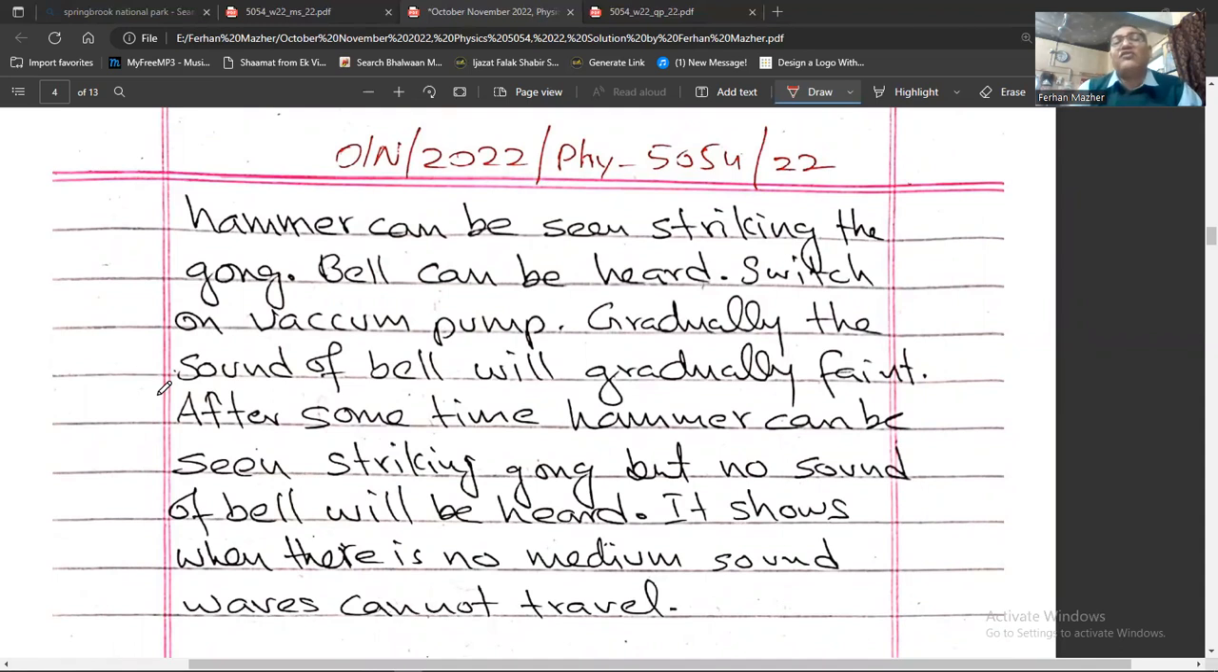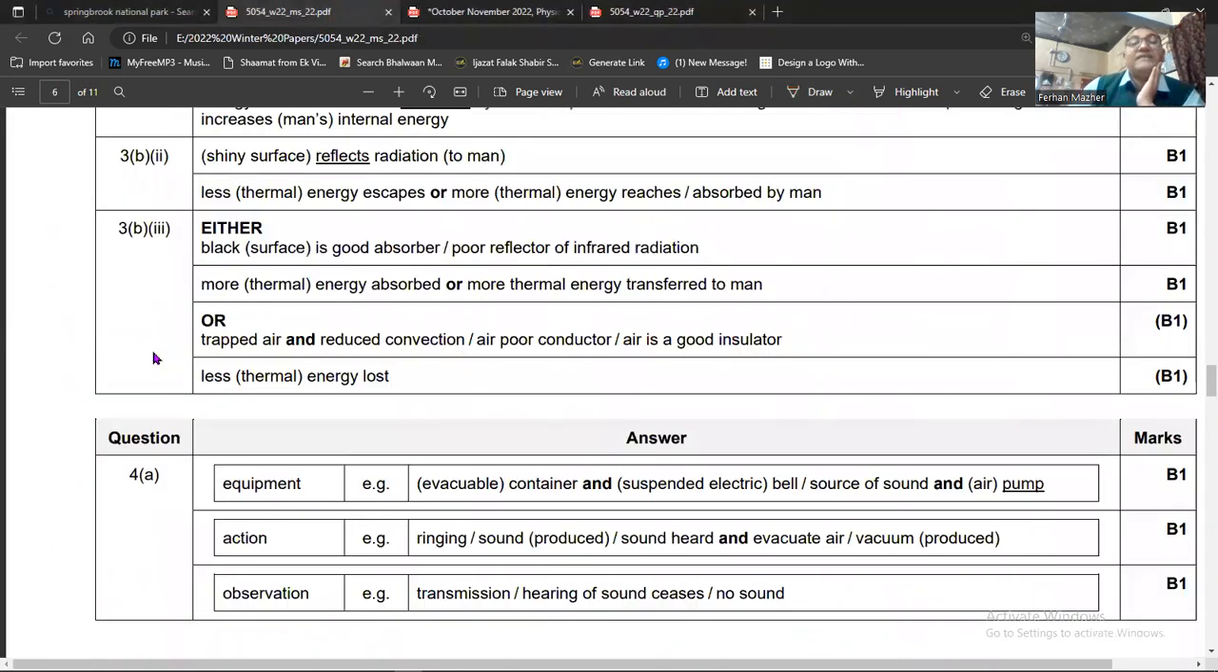Gradually, the sound of the bell will fade. After some time, the hammer can be seen striking the gong, but no sound of the bell will be heard. It shows that when there is no medium, sound waves cannot travel. This is my answer. Hopefully you understand.